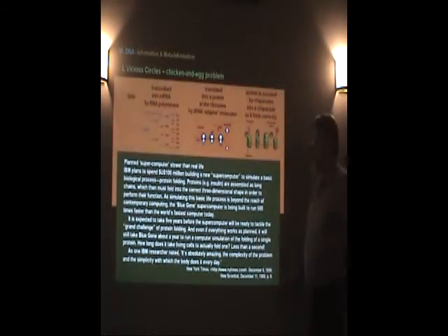Planned supercomputer slower than real life. IBM plans to spend $100 million building a new supercomputer to simulate a basic biological process, protein folding. Proteins, for instance insulin, are assembled as long chains which must then fold into the correct three-dimensional shape in order to perform their function. As simulating this basic life process is beyond the reach of contemporary computing, the Blue Gene supercomputer is being built to run 500 times faster than the world's fastest computer today. It is expected to take 5 years before the supercomputer can be ready to tackle the grand challenge of protein folding. And even if everything works as planned, it will still take the Blue Gene about a year to run a computer simulation of the folding of a single protein.